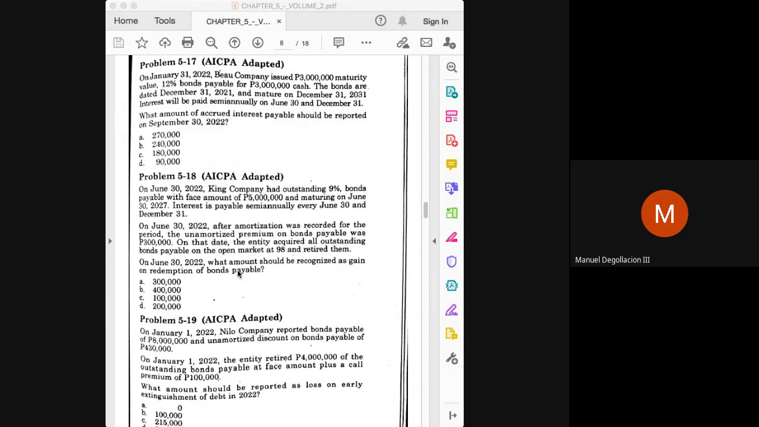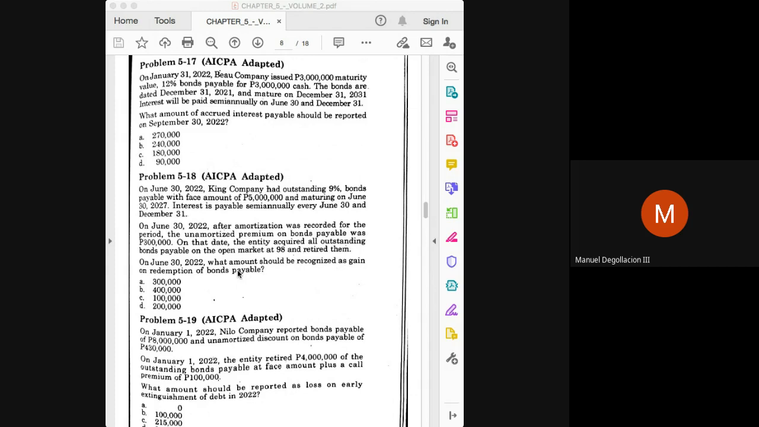But the 360,000 there is the interest for one whole year, and we are only computing for 3 months, from July 1 to September 30. So you multiply 360,000 by 3 over 12, you would get 90,000. As long as you get the correct period right, class, you would easily get the correct answer. The answer here would be 90,000.